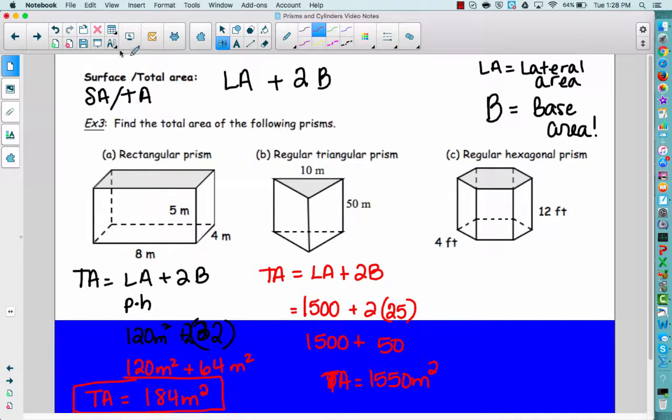Okay, we are going to do the regular hexagon tomorrow in class. Actually, what I want you to do, why don't you try the regular hexagonal prism now and bring it, and we'll go over it in class.